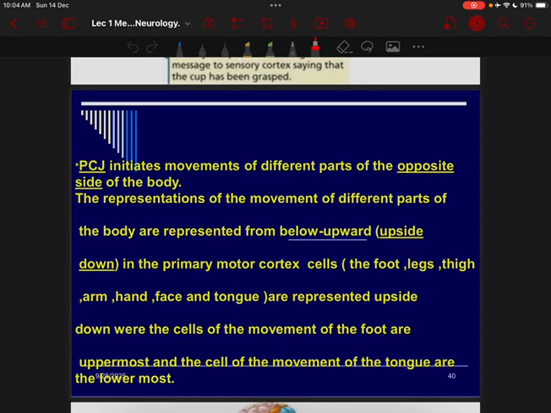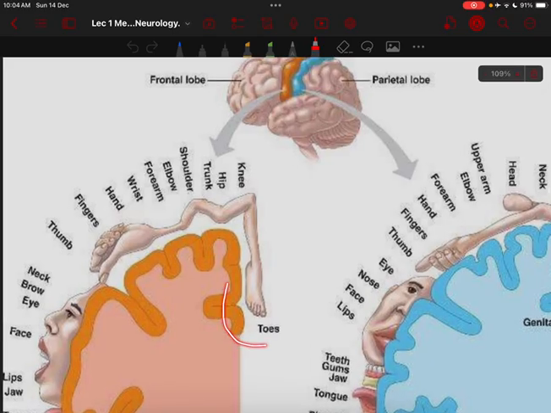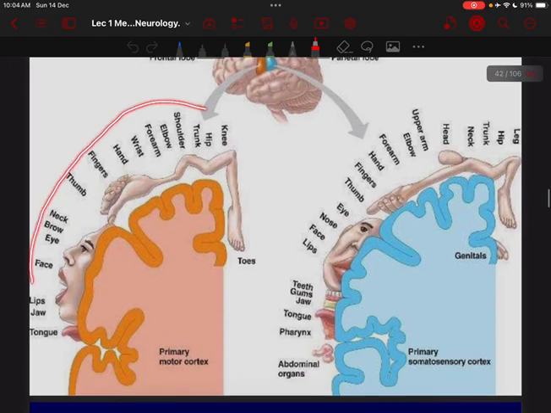The foot up, the leg down. So we have different cells give us different signals. Signals to the upper part of the body and signals to the lower part of the body. So this is the motor area. Look, this is the representation. The foot and the toes is the upper part of the motor area. And then we have the trunk and down, then we have the face and tongue, the lowest part. This is the motor area, pre-central gyrus.